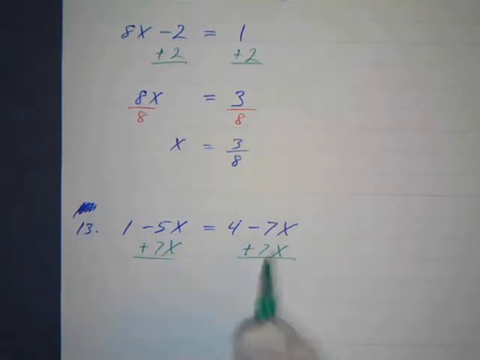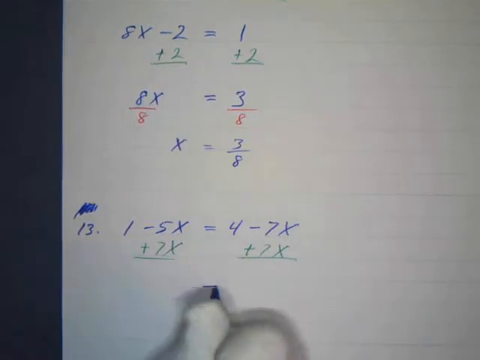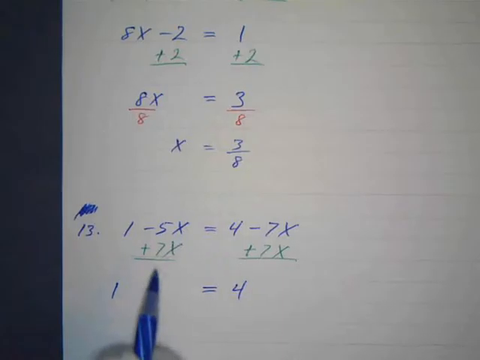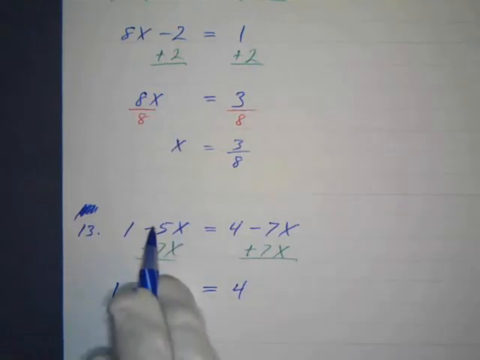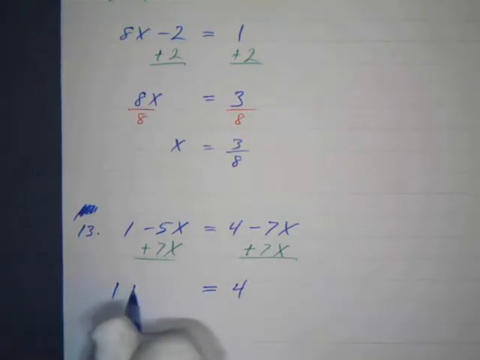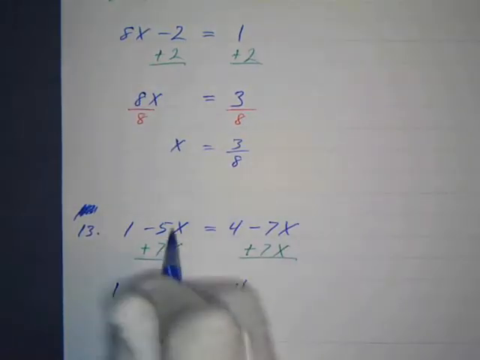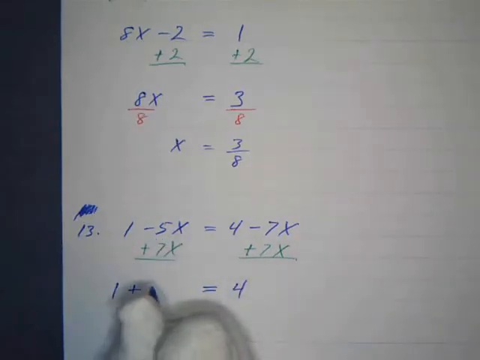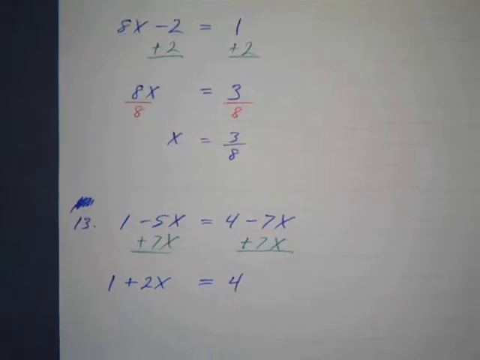So 7x minus 7x, that's 0. So that's nice. So on the right side, I've got 4. And on the left side, I've still got my 1 over here. There's a couple ways to do this. The signs are different, so I always take the sign of the larger, which is positive, and I take the difference between 7 and 5, which is 2. Or you could just say 7x minus 5x. 7 apples minus 5 apples is 2 apples. A couple ways to do that.